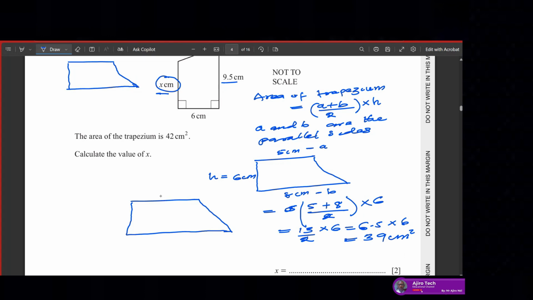So let's look at this. Let's say this is 8 centimeters, 12 centimeters, and 6. Calculate the area of a trapezium. So quickly work that. Let's do question 6. 8 centimeters.